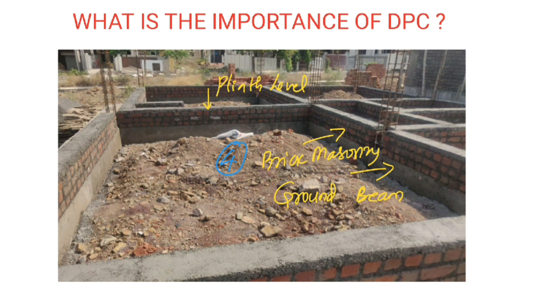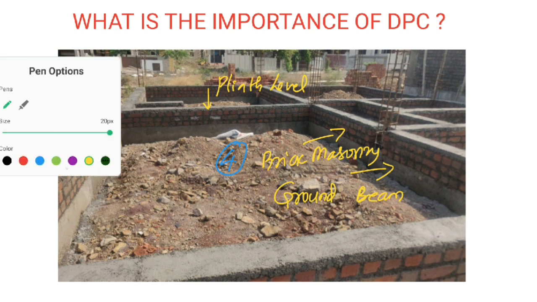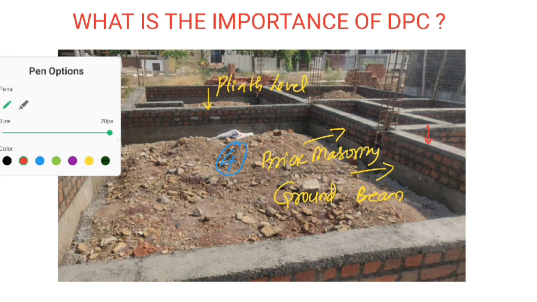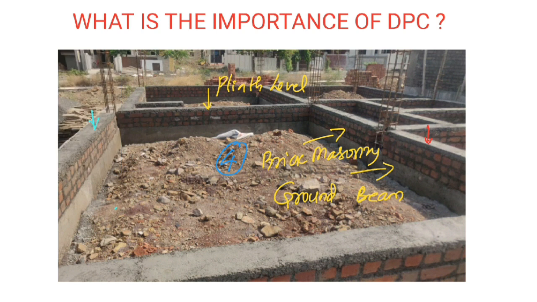So at plinth level we have provided a concrete layer. Here you can see in the figure a concrete layer is provided. This we call damp proof concrete, DPC. It acts as a cutoff for the capillary rise.